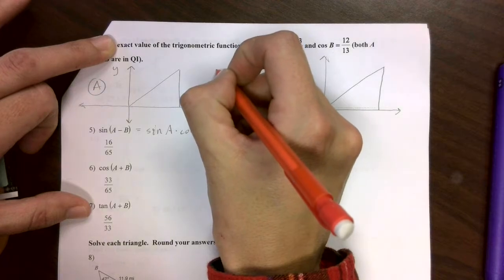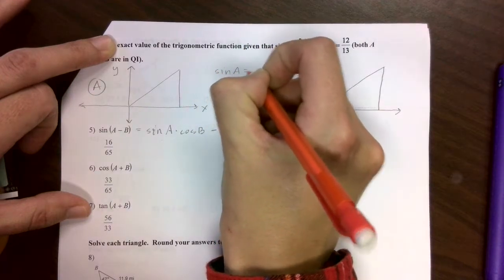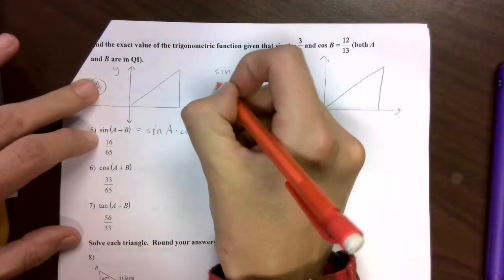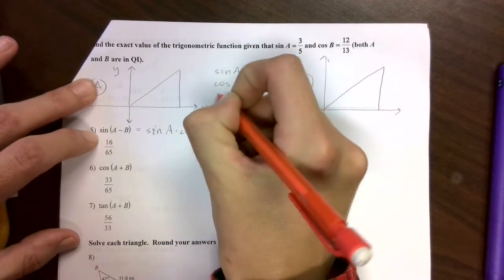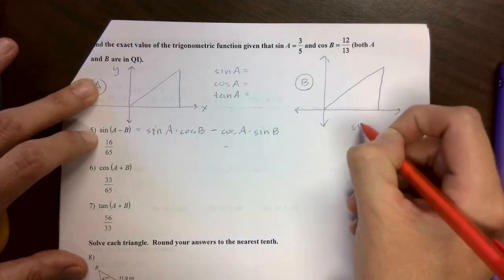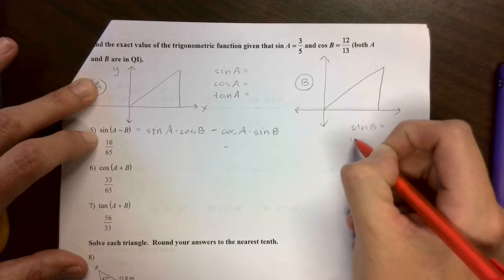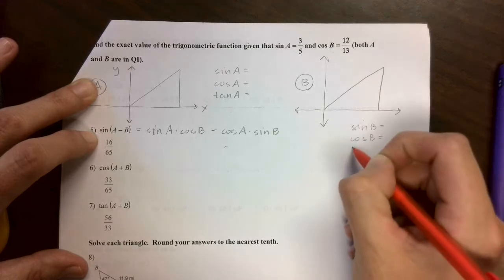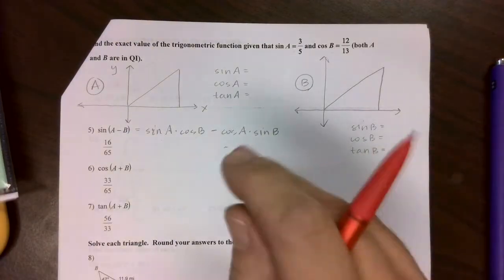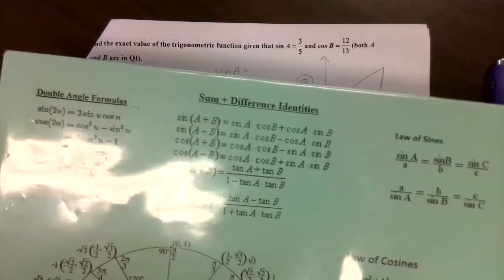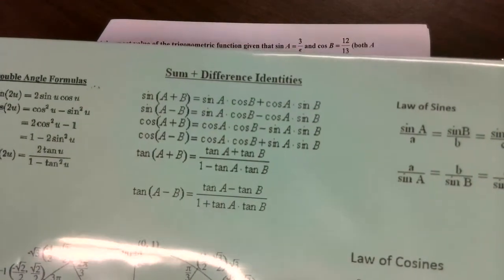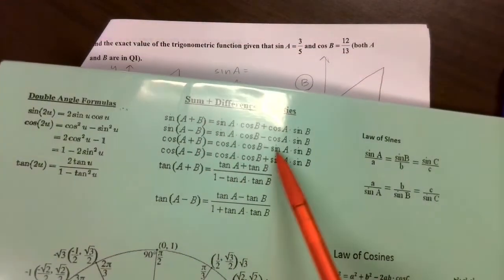And what we're actually looking for is the sine of A, cosine of A, sorry, and then the tangent of A. And then we want the sine of B, cosine of B, and the tangent of B. And the reason we want all those is because we know that if we look at these formulas right here for the sum and difference, those are the values that we're going to have to plug in. So we see them all through here.